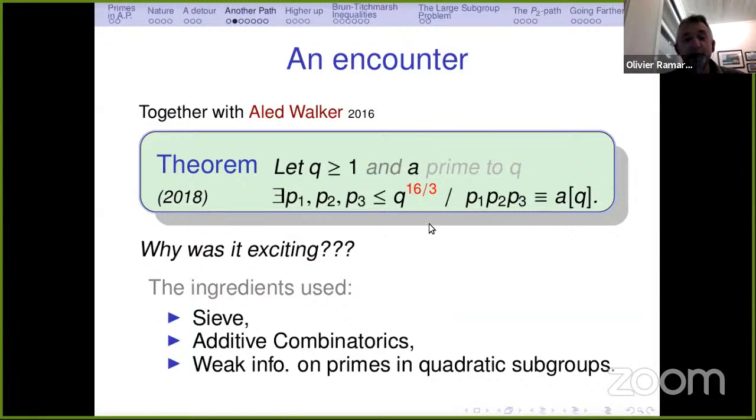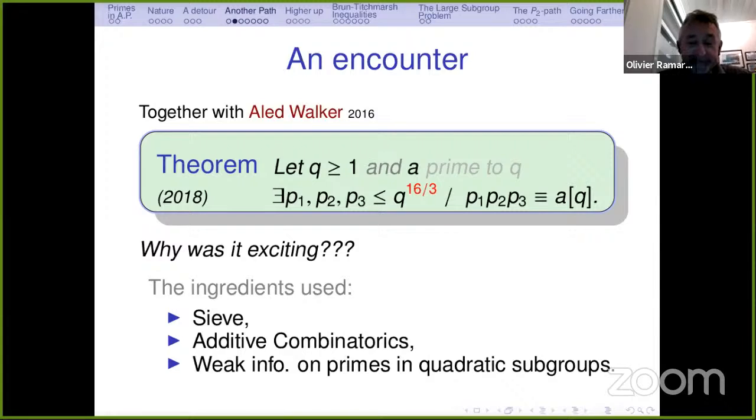Okay, so we started talking with Aled, and here's a result that we finally obtained. If you select a prime congruence class a modulo q, you can find exactly 3 primes that are rather small, so that p1 p2 p3 is congruent to a modulo q.